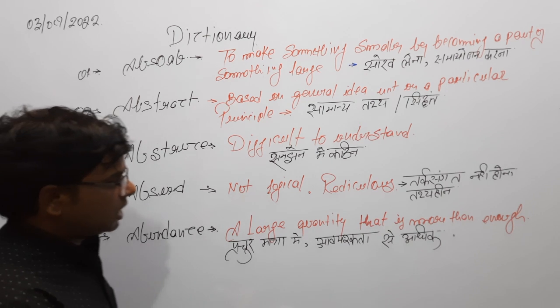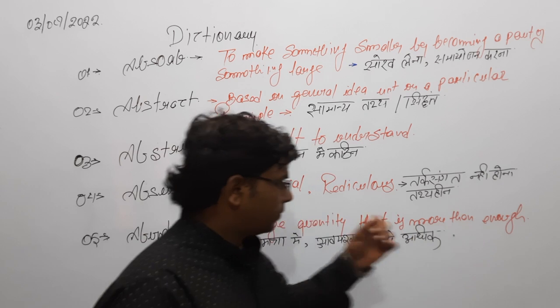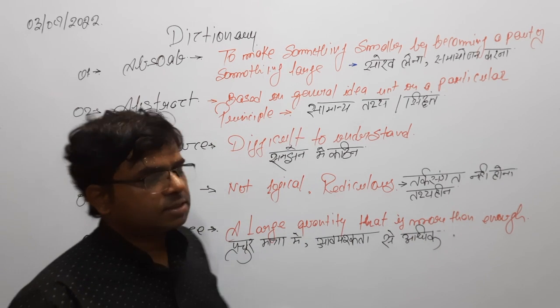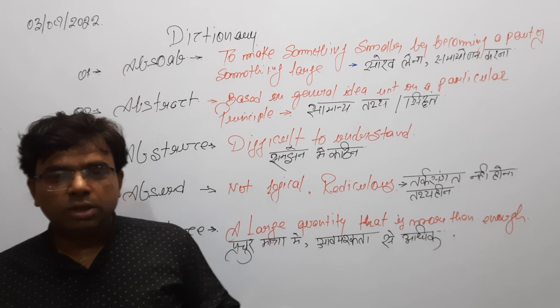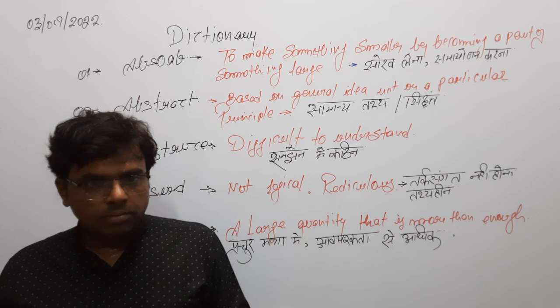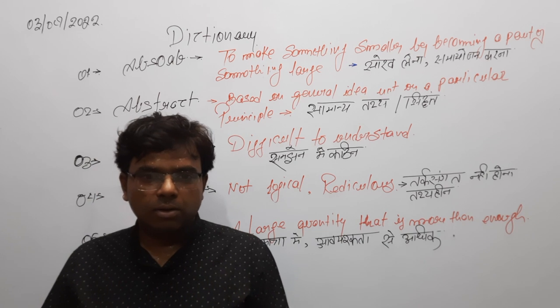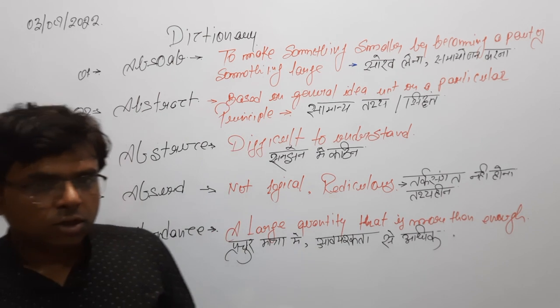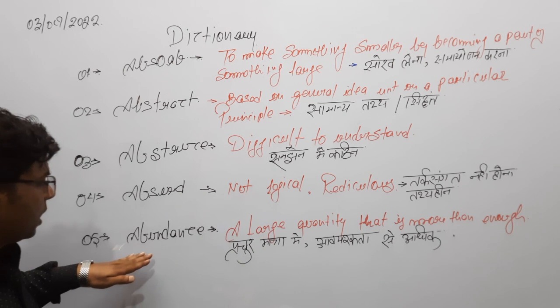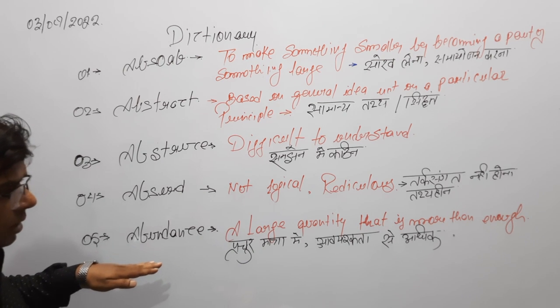Abundance, a large quantity that is more than enough. The examiner is checking your copy and you have written your essay of more than 3000 words, though it is not possible. But in an extreme or exceptional condition, if you have written an essay of more than 3000 words, then the examiner may say abundance of words.